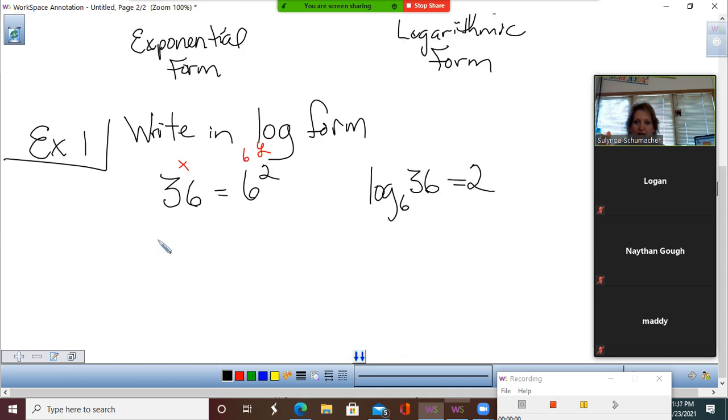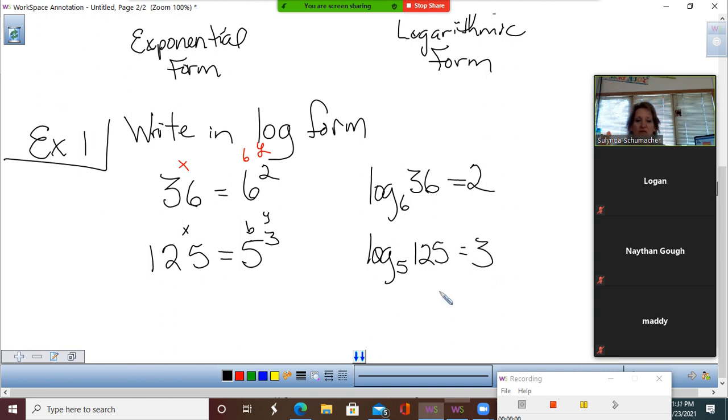Here's another one. I have 125 equals 5 to the 3rd. So again, this is my x. This is my b. It's like the base to the exponent. And then my 3 is my y. It's my exponent. So we have log base 5, that's the base here, of 125 equals 3. Rewriting them from this form into this form is what you have to do for numbers 12 through 19. It's just rewrite them. That's it. There's no math to do. There's no anything to do. You just rewrite it.